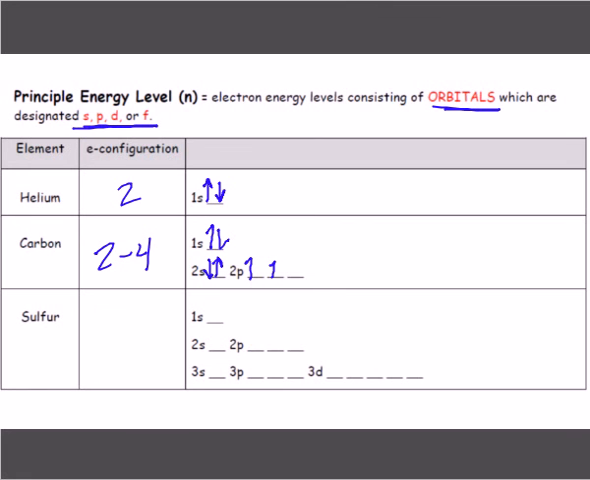What's our configuration for sulfur? 2-8-6. So think about it. How many total electrons do I have to work with? 16. So here's another way to think about it. Notice in helium, we only had 1 number. So there was 1 line over here. There was just this 1 spot.